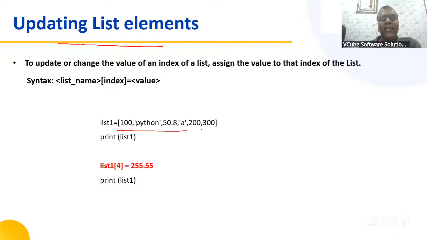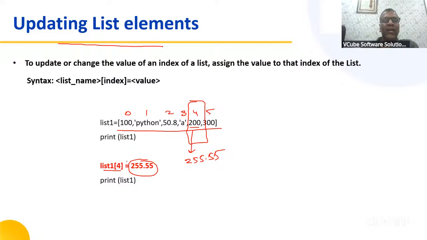Now I have taken the list of data where 0th index, first index, second index, third index, fourth index, fifth index. Now I wanted to change the fourth index element. See here, earlier, fourth index has a value 200. Now I wanted to upgrade this 200 with 255.55. Now what I'm doing? I am changing the list index of 4. Earlier it was 200. The 200 will be upgraded with 255.55.